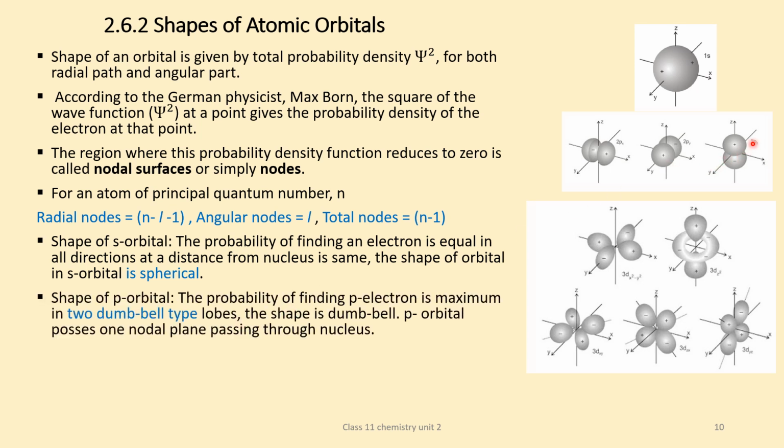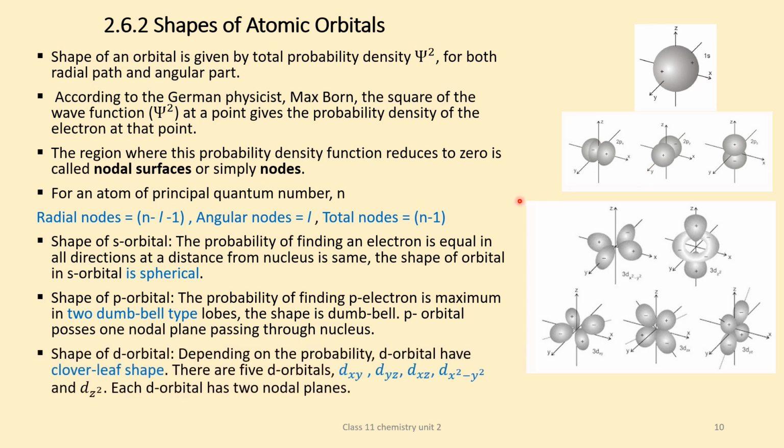Shape of the p orbital. These are the three shapes of the p orbital. The probability of finding a p electron is maximum in two dumbbell lobes. The shape of this orbital is dumbbell. The p orbital possesses one nodal plane passing through the nucleus.